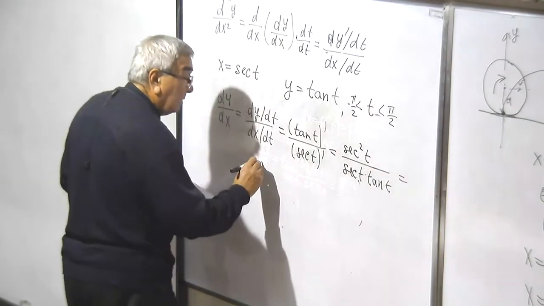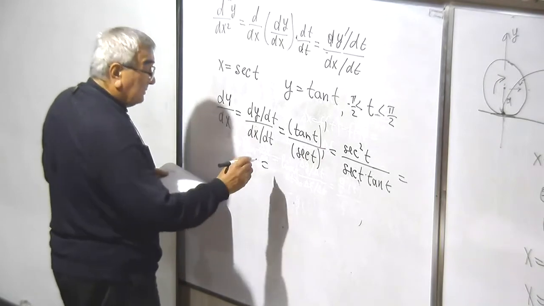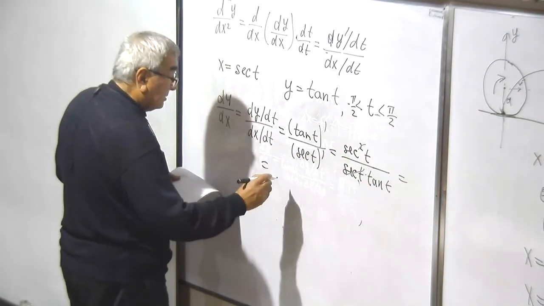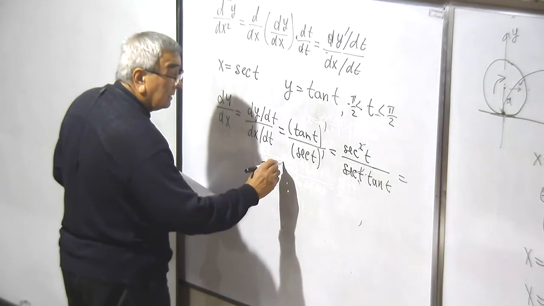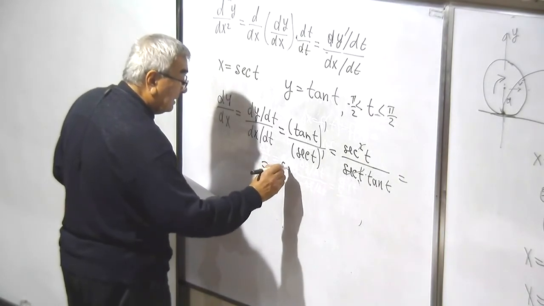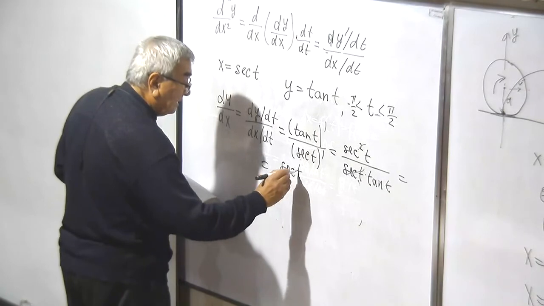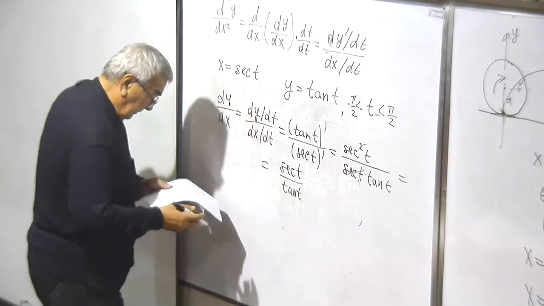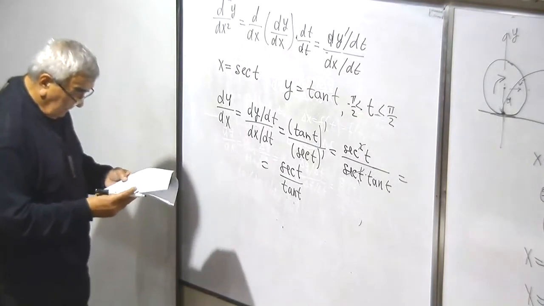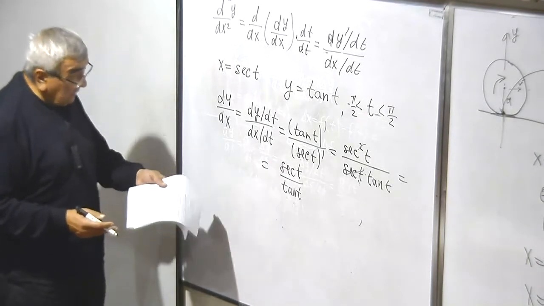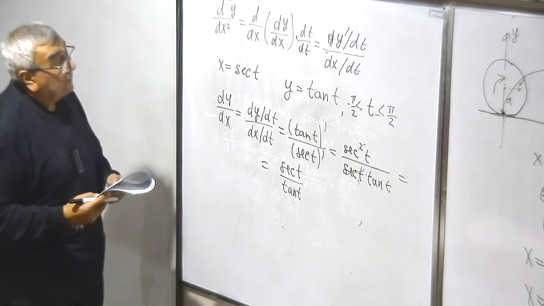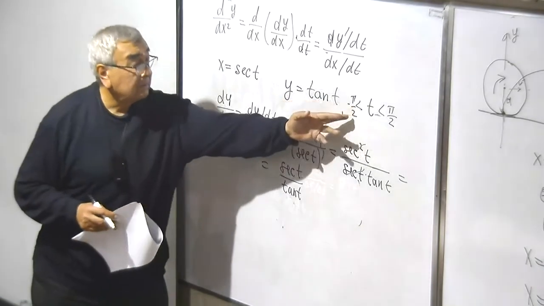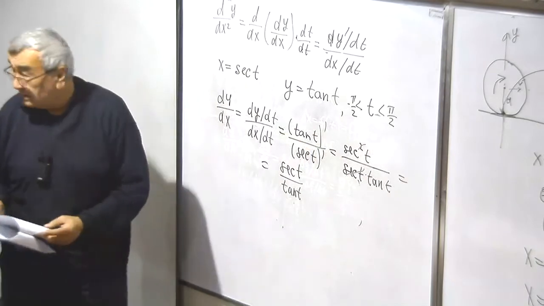So it is possible to cancel this and this, and we have 1 over sec t over tan t. If you would like to find its value at some point, you insert the point from these intervals.